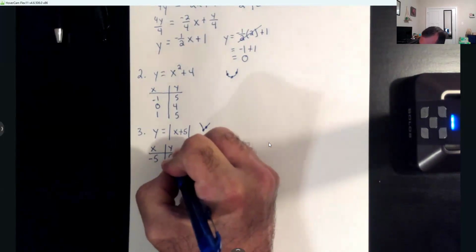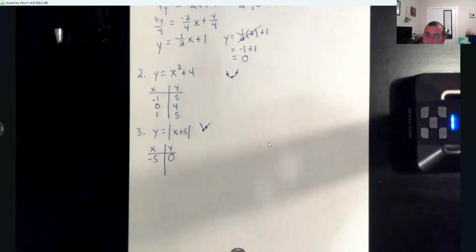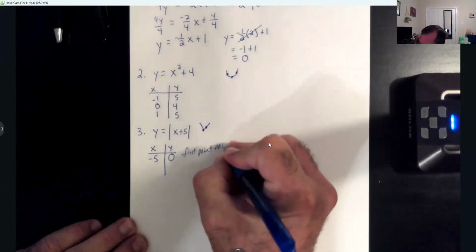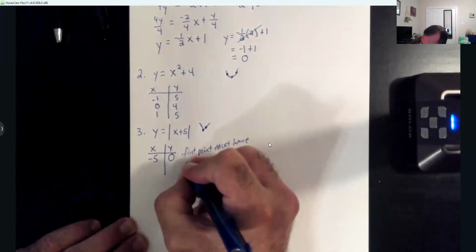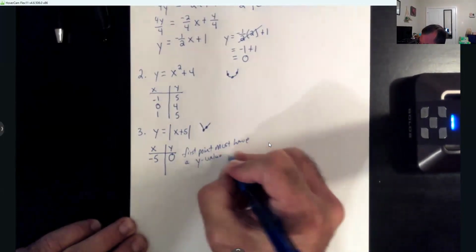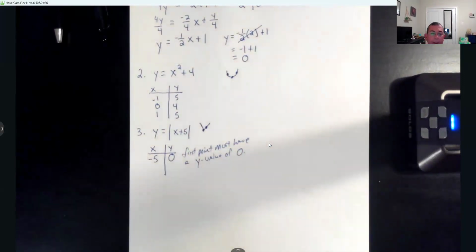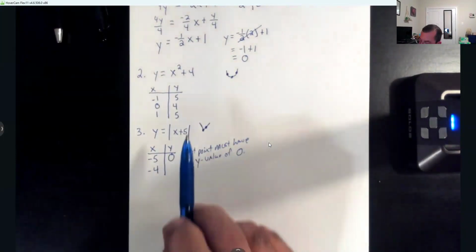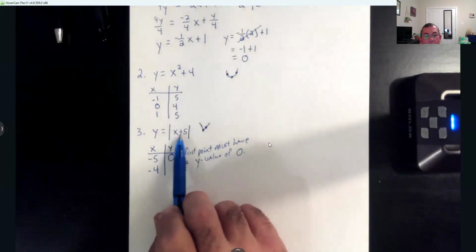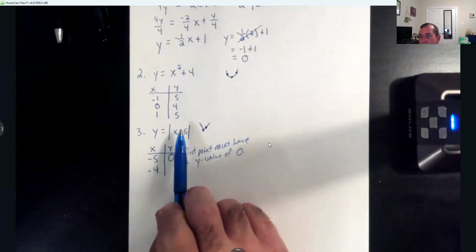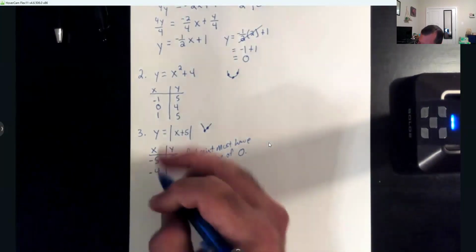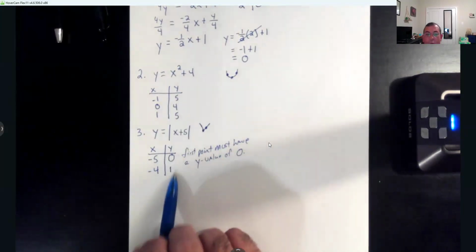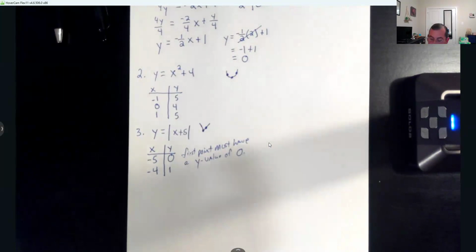Because that way, when you put -5 plus 5, that's 0. Absolute value of 0 is 0. So remember that. The first point must have a y value of 0. Now, you can pick any other point you want. I could do a -4. -4 plus 5 is 1. Absolute value of 1 is 1. Remember, anything that comes out of this absolute value will be positive for the y values, okay? All right, y'all, so that's on hand.